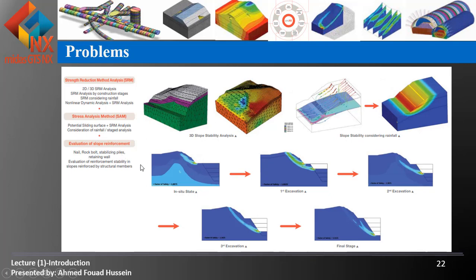Here we can include a strength reduction method for slope stability. We can create slope stability here for this structure using the strength reduction method. We are going to talk about the strength reduction method in detail in one of the lectures related to slope stability, and we will discuss the difference between the strength reduction method for finite element and the limit equilibrium analysis using Slide software. As well, we can do seepage analysis.